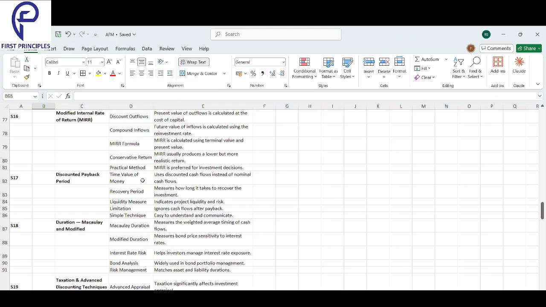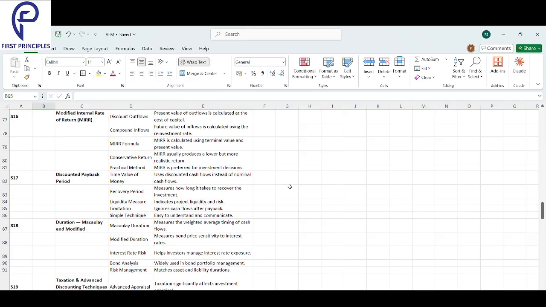Then the MIRR formula is calculated using the terminal value and the present value. You use the terminal value and the present value, and you'll get the MIRR. And then finally, conservative return: MIRR usually produces a lower but more realistic return, and it is a more practical method.